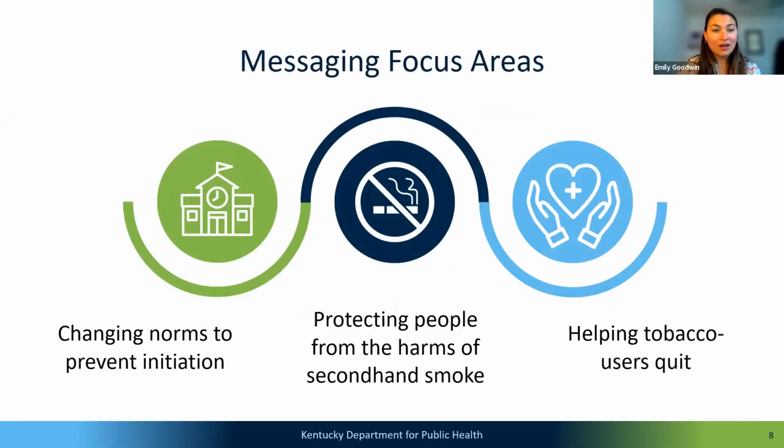All right. So, focus areas for messaging. They should all focus around changing the norms to prevent initiation, and that's a lot of the work that Jackie does with the youth. Protecting people from the harms of secondhand smoke, that doesn't go away, I've learned. And then helping tobacco users quit. These are all overarching themes of tobacco messaging that should be part of your thought process when you're planning your media campaigns and health communications.